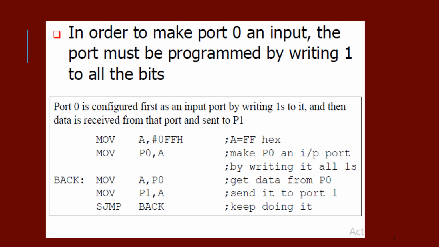Second instruction, doing the same task, that is MOV P0, A. A is containing FF, all ones. So all ones are transferred on port 0. So all the input pins are made 1.